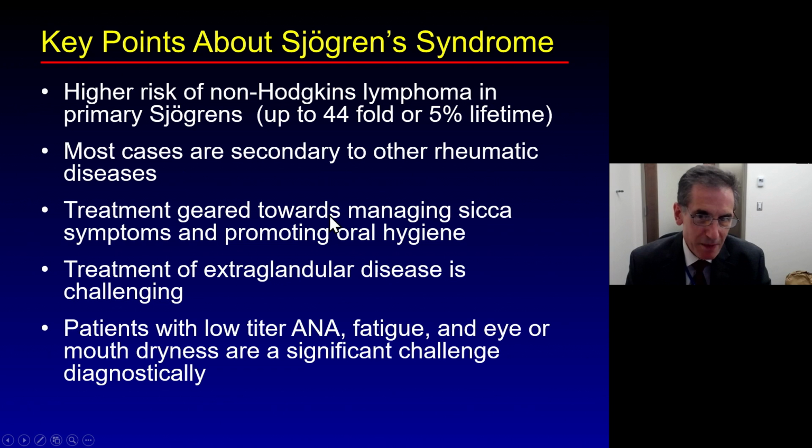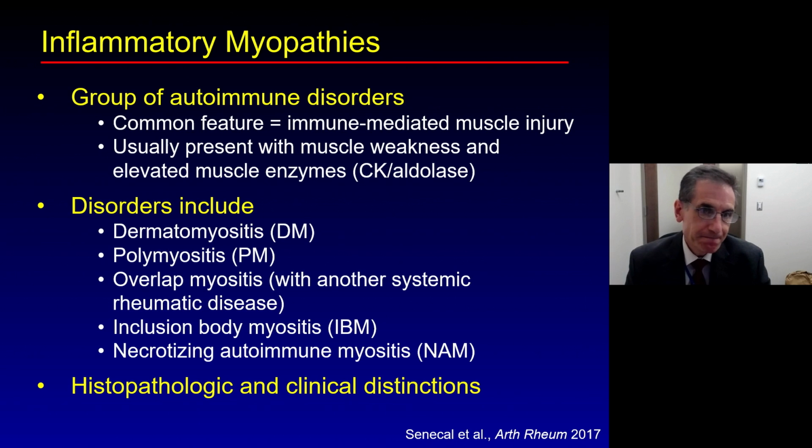Treatments are geared toward managing Sjogren syndrome and optimizing and promoting oral and ocular hygiene. Treatment of extraglandular disease is challenging. Remember, patients with a low positive ANA, fatigue, and eye and mouth dryness are a significant challenge diagnostically. We don't always know what these patients actually have. Sometimes they'll be empirically treated.